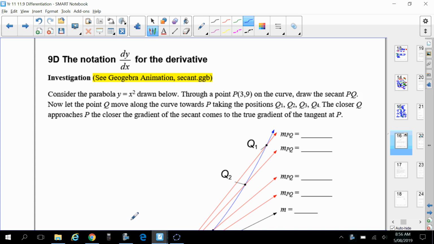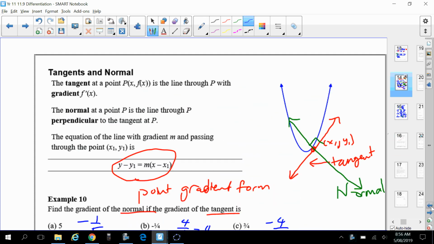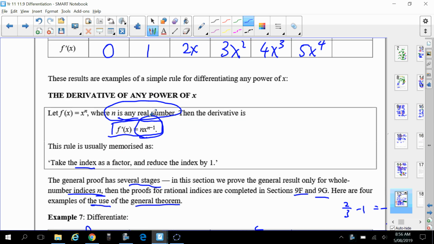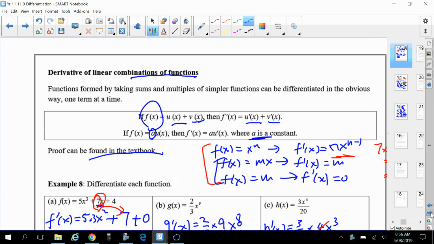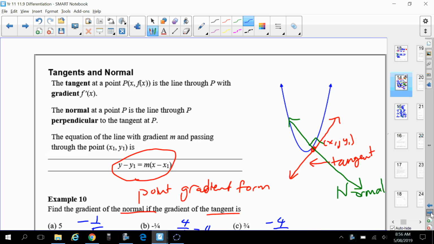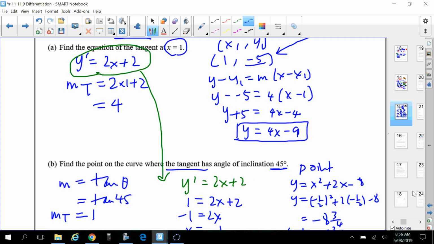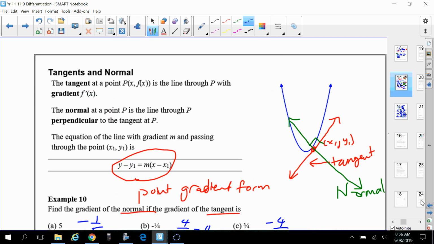So we did differentiation by first principle in 9B, but we also learned a quick rule for differentiating, this rule here, this rule for differentiating any functions. Unless the question asks you to differentiate by first principle, otherwise you use the rules. We also learned about tangents and normal last lesson. That's a tangent, that's a normal, perpendicular to the tangent at the point of contact.